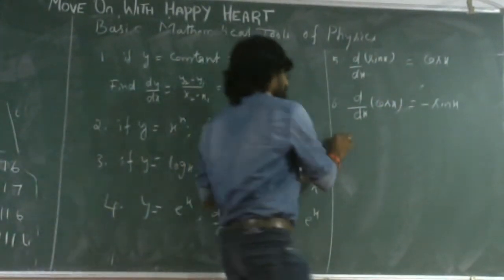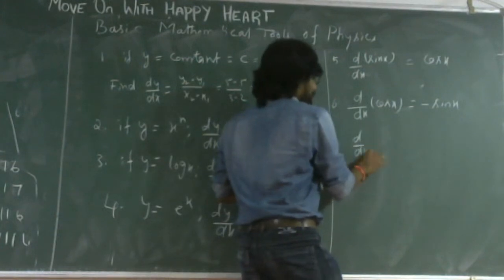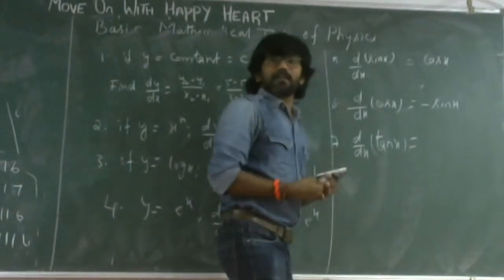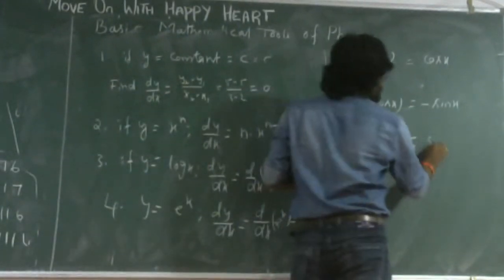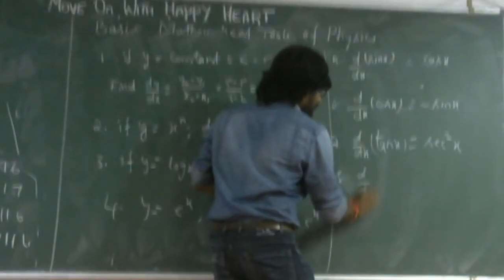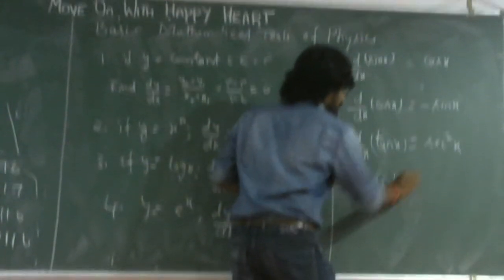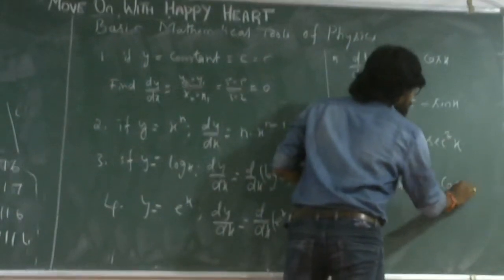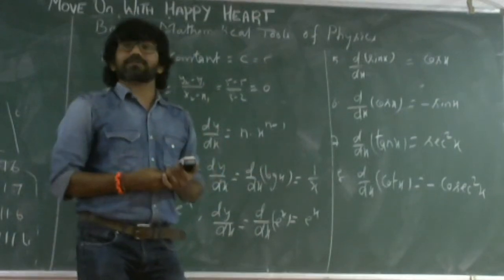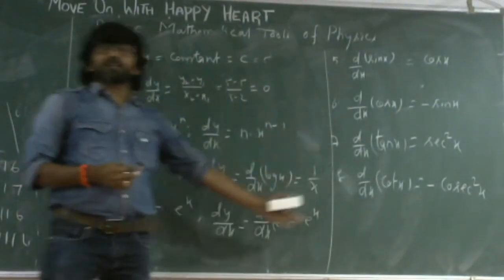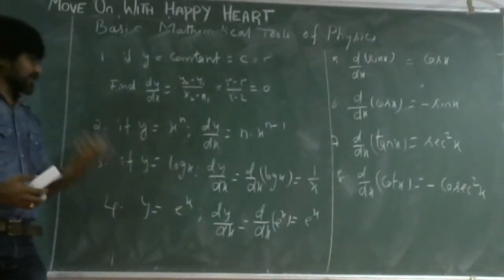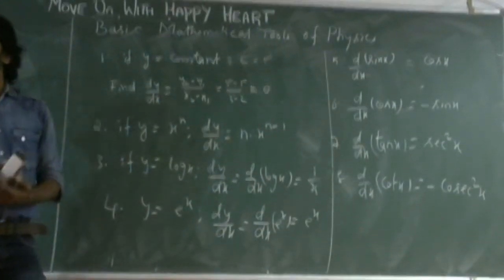Then d by dx of tan x is, do you remember? Secant square x. And d by dx of cot x is minus cosecant square x. Very good. These are a few trigonometric functions. Differentiation of a few trigonometric functions, and power function or polynomial function, log function, exponential function, etc.